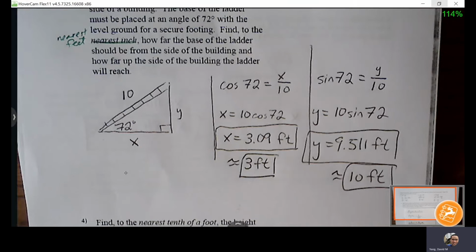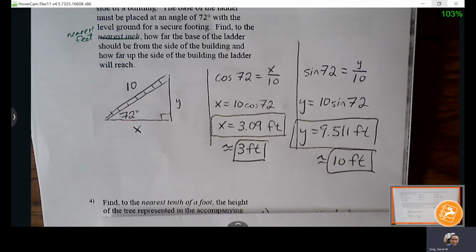For instance, if it was to the nearest stage, you would convert your answers to stages, right? Like by multiplying both of them by 4. Yeah, that's right.